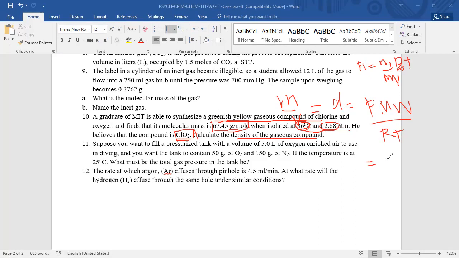So, substitute na natin yung ating mga unit, ating mga given. Pressure is 2.88. Molecular weight is 67.45. Okay. R is constant nga yan, 0.08201. Multiply by temperature, which is 36 plus 273. 36 plus 273 is 309.